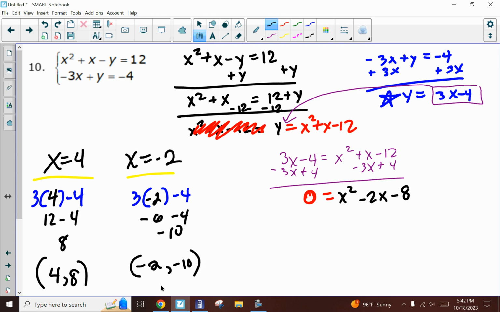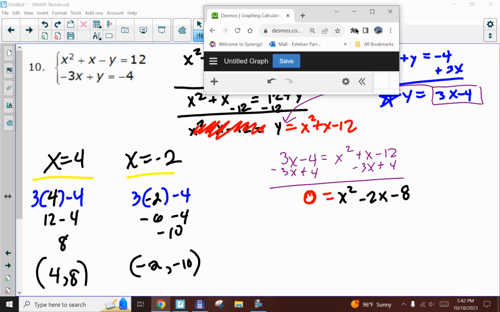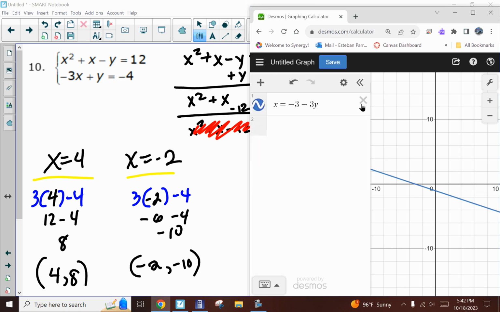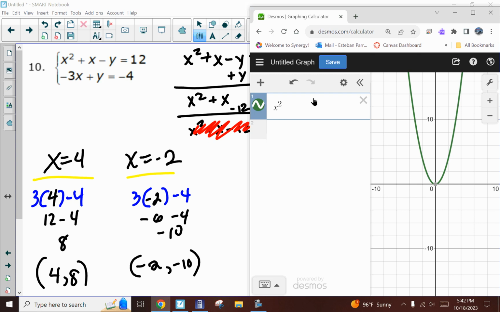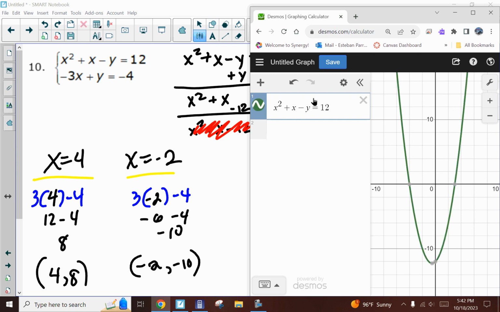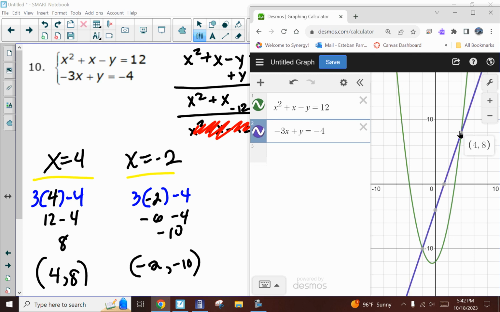And again, we can go quickly check to make sure we did this right in Desmos. So let me delete these. So we have x to the second power plus x minus y equals 12. And then minus 3x plus y equals -4. Trying to find where they cross each other. So one of them is at 4,8 and the other one is at -2, -10. So we did it right.